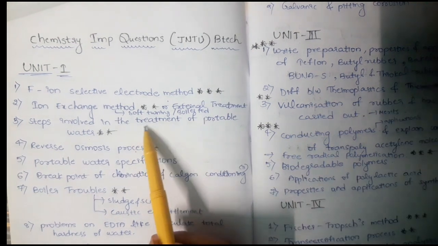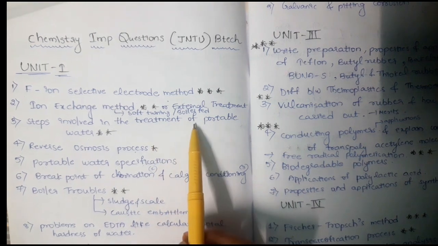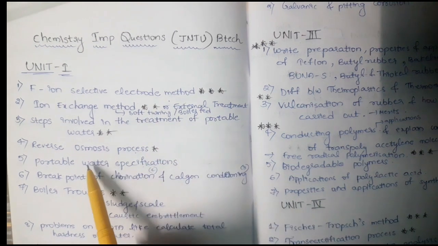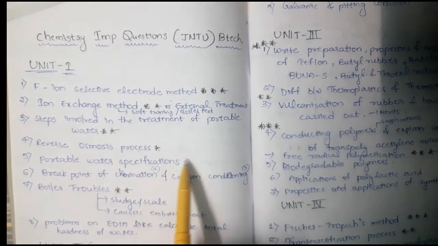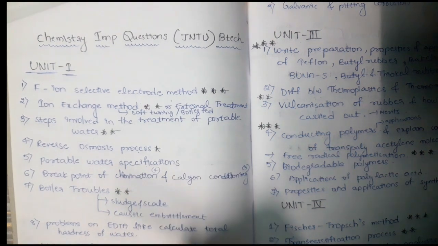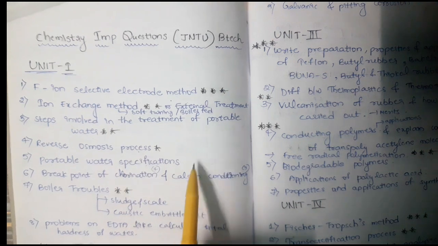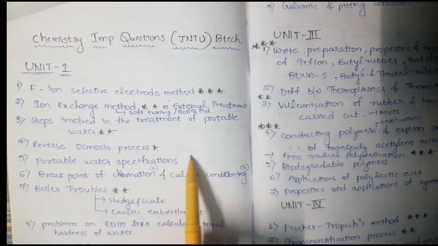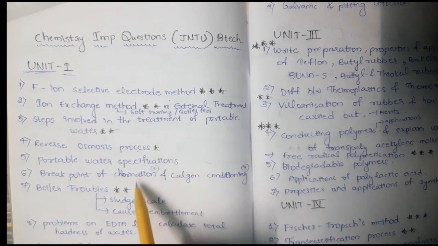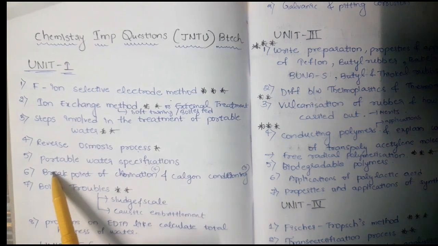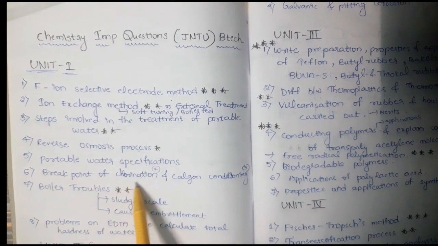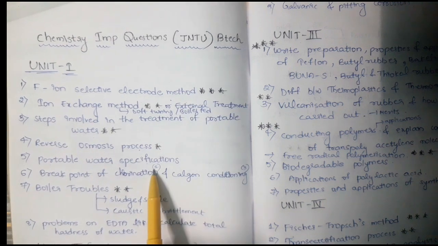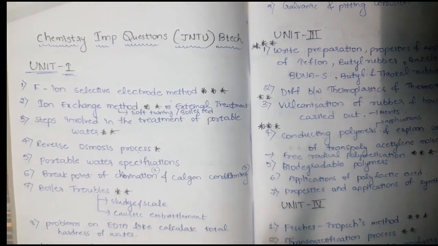In the treatment, you have steps to convert municipal water into purified water. But here, the specifications are things like pH value or calorific value, what the water specification should be. So these will be some points. This is also easy. They can ask for 4 or 5 marks. And breakpoint of chlorination and Calgon conditioning. In previous year papers, they asked this for 4 marks and this for 3 marks.